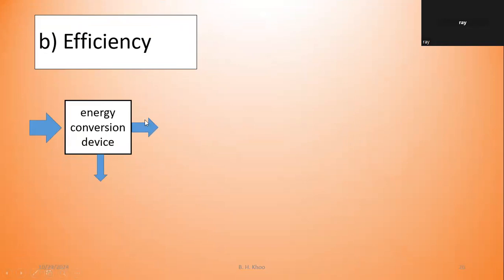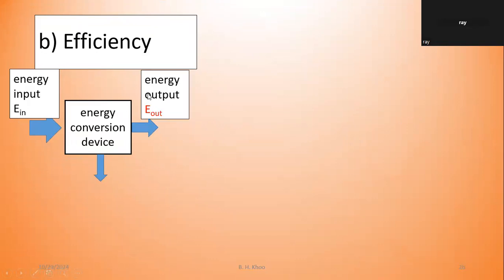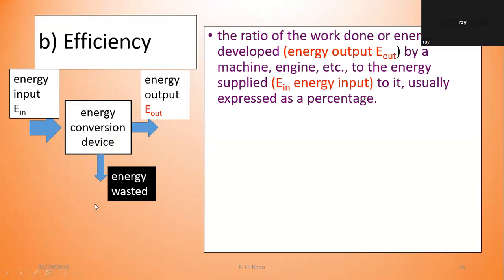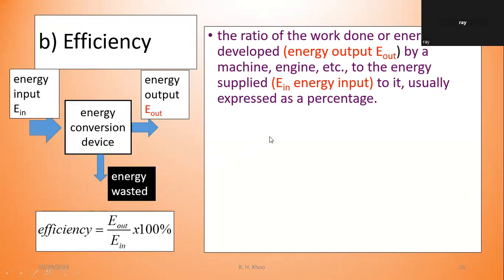Or we can represent it in a different way. Energy conversion device. Left hand side, energy input. Right hand side, energy output. And then downwards there, energy wasted. So we can define efficiency as the ratio of work done, energy output over energy input, right? Given by the formula, times 100% if you want a percentage.